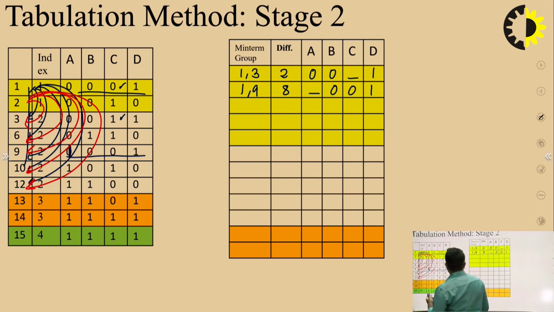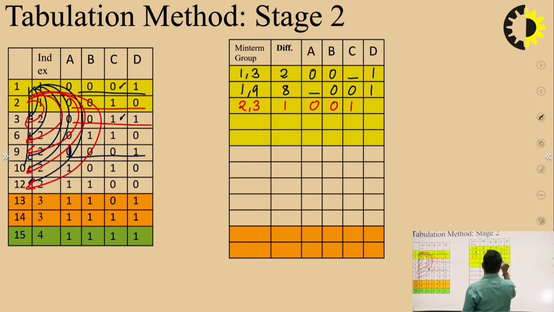So 2, 3, 2 and 3, difference is 1. And let's check 0, 0, 1, 0, 0, 0, 1, 1. So 0, 0, 1 dash.